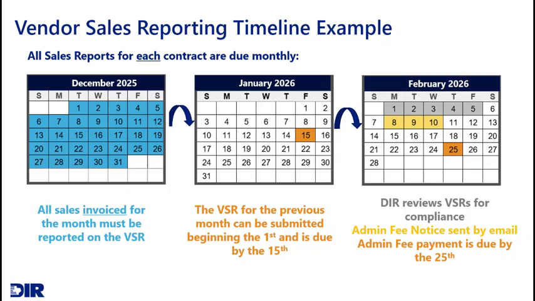Vendors may submit their vendor sales report through the last calendar day of the month. Once the next month begins, DIR will review and begin the report period close process to notify vendors of their total administrative fees. Typically, this occurs 5 to 10 days after the last calendar day of the month. Vendor contacts listed on a contract will receive an email notification, including the PDF of the administrative fee. Administrative fee notices can also be downloaded from the VSR portal.